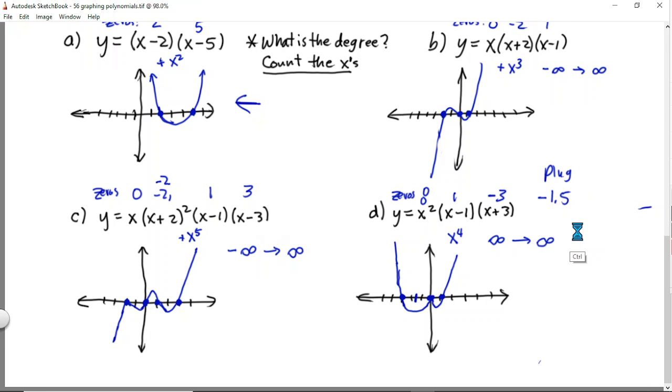So that is graphing using zeros and end behavior. And that is all for now.